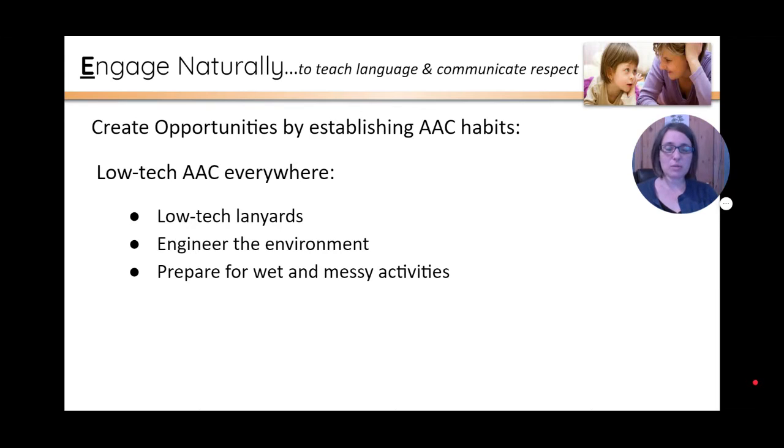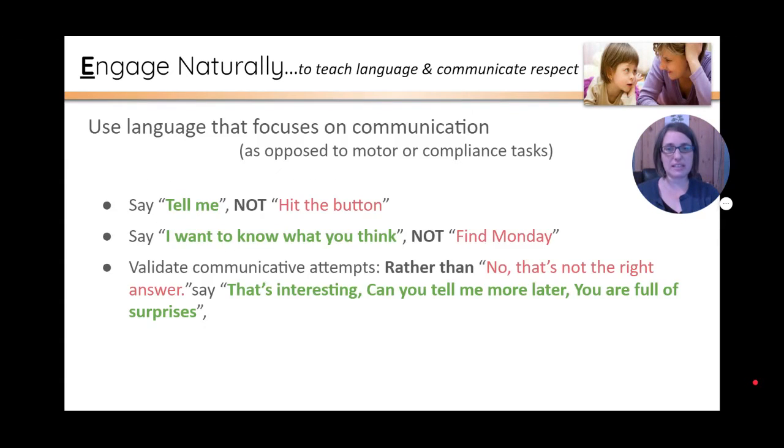Some families or school teams benefit from using a lanyard, and I really like to have a core board on one side and a social board on the other so that we have a couple of different ways of access to different kinds of vocabulary. You can also engineer the environment by providing low-tech boards, laminated, maybe on the door to go outside or near a child's bed, in the bathroom, on the refrigerator. Also, making a plan for wet and messy activities can be really useful. Low-tech is really good for this, whether it's sand play or water play or face paint or finger paint. Just thinking ahead can allow you to consider, gosh, how can I include AAC in this activity?